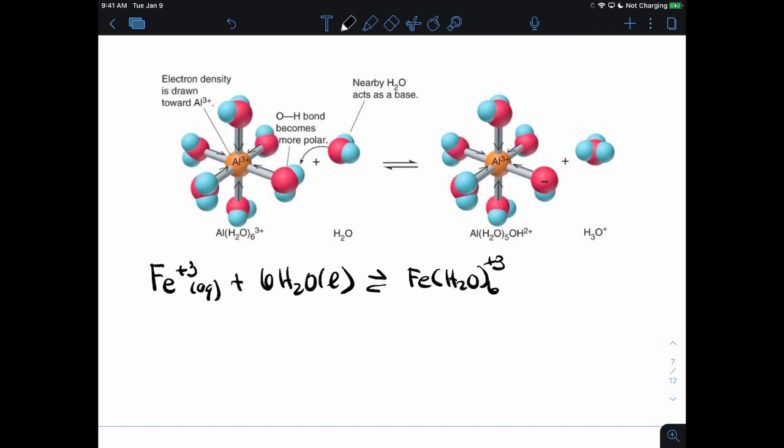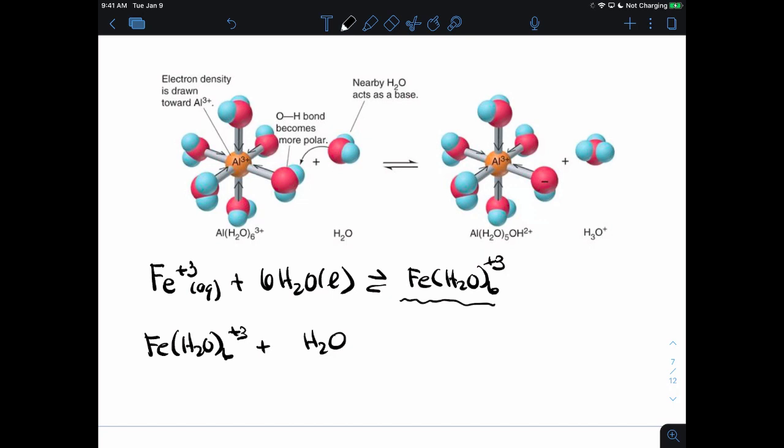But this is just a Lewis acid base reaction. We have a Lewis acid, we have a Lewis base with the electron pair donation. And then this new product is going to react with another water, just one, not 6.